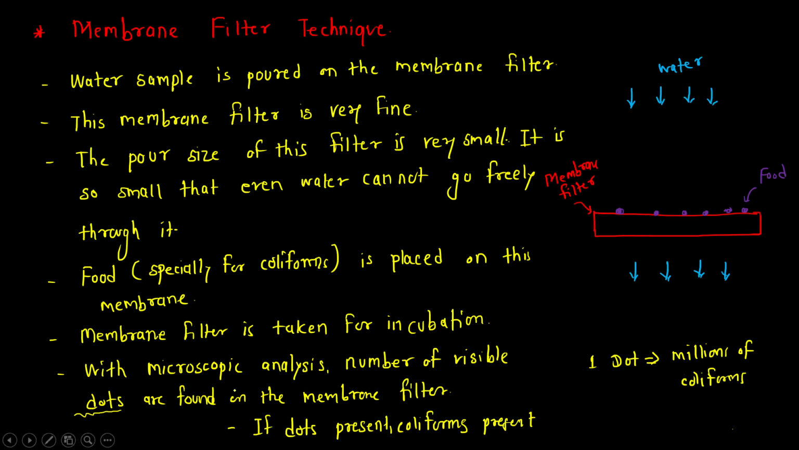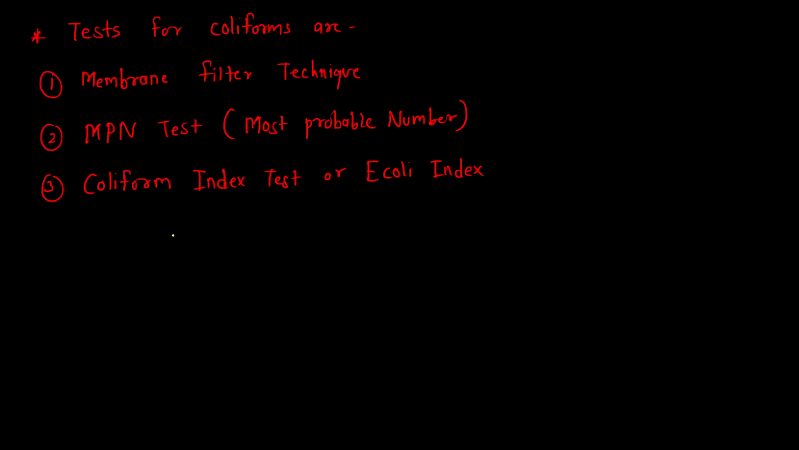Okay, so this number of dots are identified. If dots are present, that means the coliforms are present. If coliforms are present, then pathogens are present. So this is the method which is used for the determination of coliforms. Okay, now in the next video we will see the MPN test.